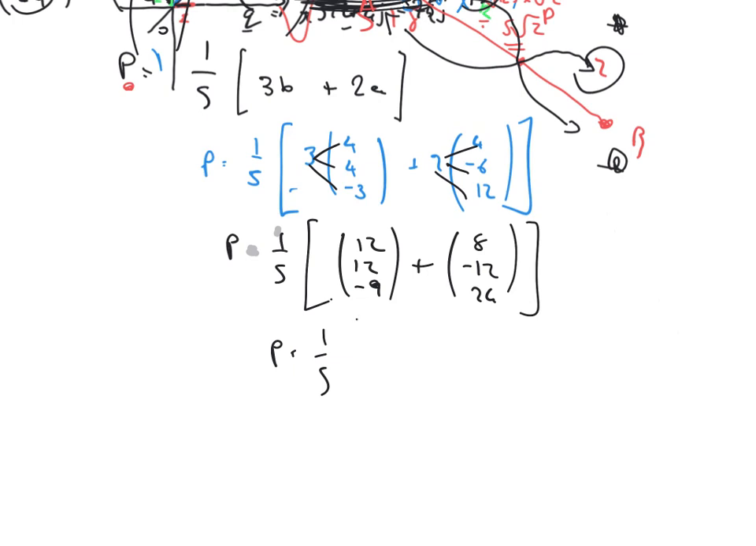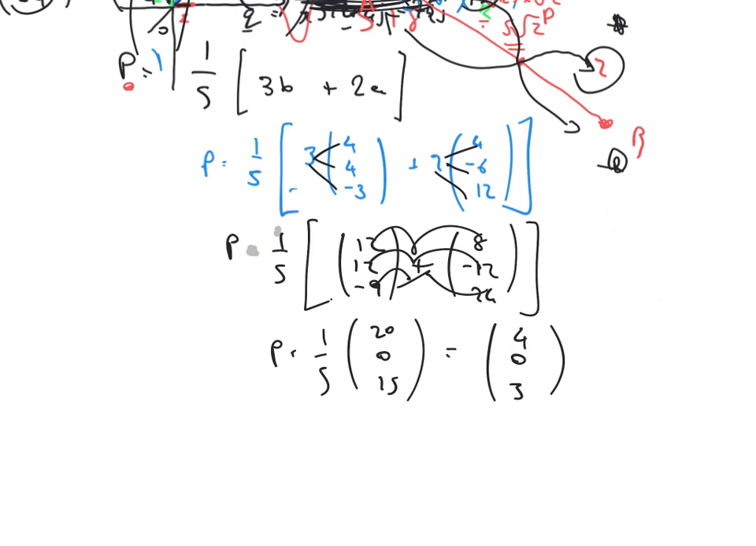Okay, so that's now 1/5 of 12 plus 8 is 20, 12 plus minus 12 is 0, minus 9 plus 24 is 15. Okay, so that is now 20 divided by 5 is 4, 0, 15 divided by 5 is 3. Final move is to write that back as a position and a point: 4, 0, 3. Okay, and that's really quite a comprehensive and simple overview of 3D vectors, and as you can see they relate very closely to 2D vectors. It's just extending things with the third component.